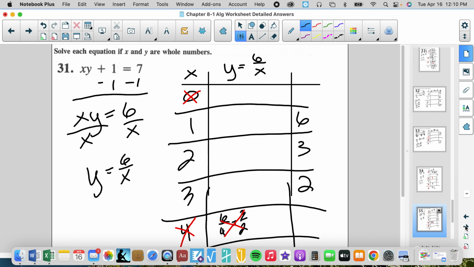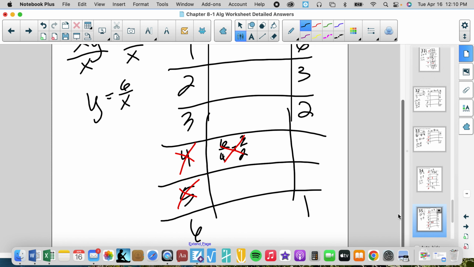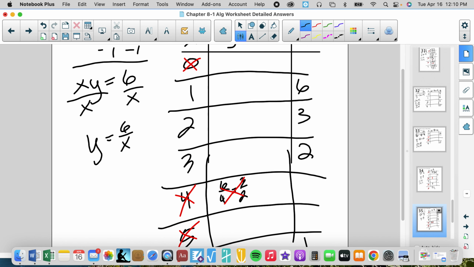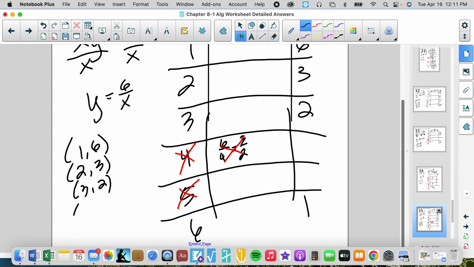So the only way to get 0 is having 0 in the numerator, and we have a constant in the numerator of 6. So we did get a couple more solutions, and those solutions are (1, 6), (2, 3), (3, 2), and (6, 1). Those are my answers.